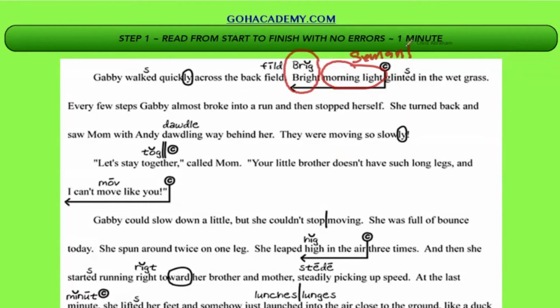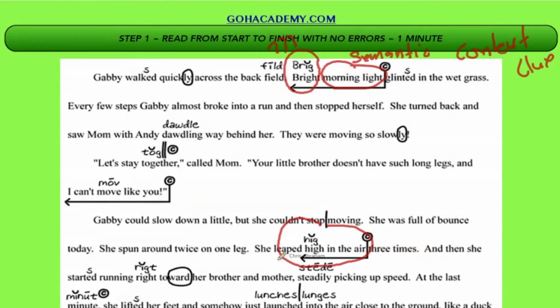What's semantic context clue mean? What's that mean again? It's the surrounding word in the sentence that helps you make sense of a miscue. Brig morning light doesn't make sense. We look for a surrounding word. Morning light, oh, bright morning light. So that's a semantic context clue. You see that here as well.